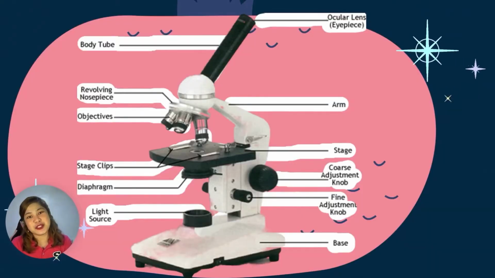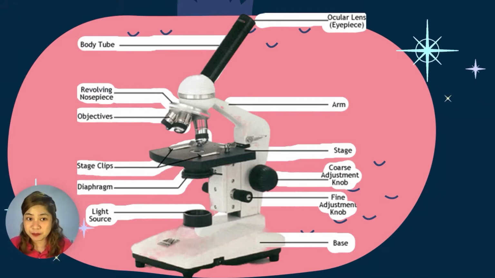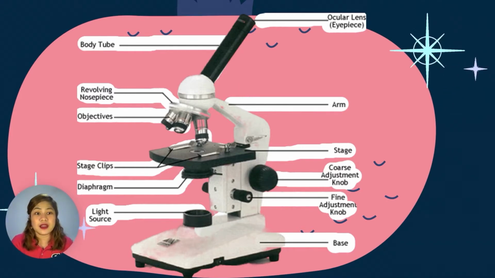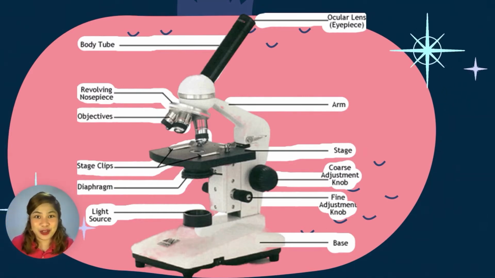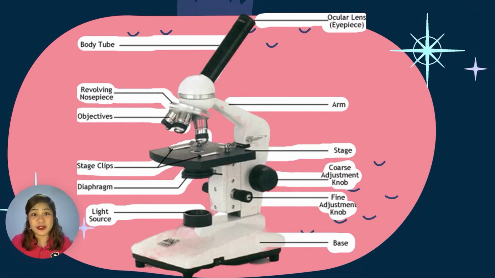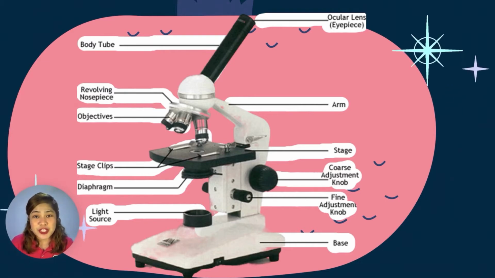So here are the different parts of the microscope. We have the ocular lens or the eyepiece, then the body tube, the revolving nosepiece, the arm of the microscope. It's just like our arms, but it's different, of course. We also have the objectives, the stage clips, the stage, coarse and fine adjustment knob, the diaphragm, the light source, and the base.